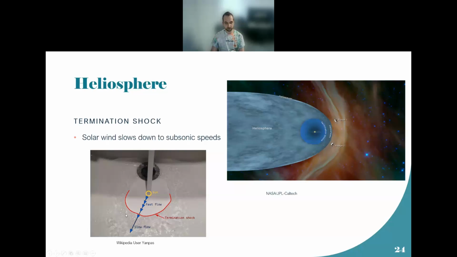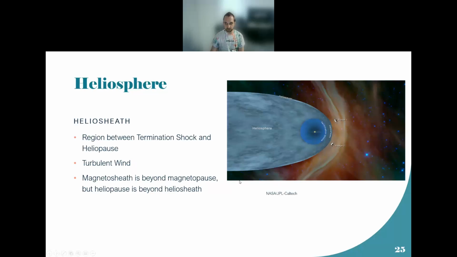and it looks very different. And you can see the waves on it, and it's more turbulent waves right there. So that region, that boundary, is called the termination shock. The heliosheath is between the termination shock and the outer boundary called the heliopause. So the heliosheath has turbulent wind, slower wind than within the termination shock.